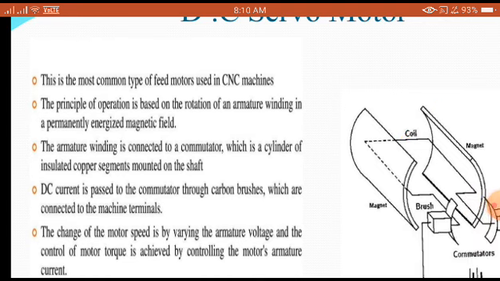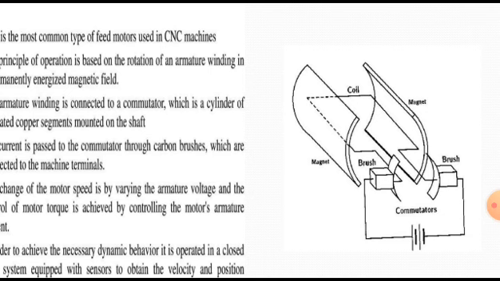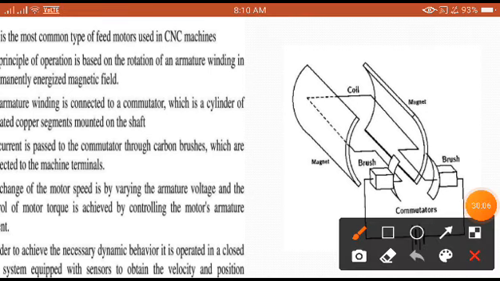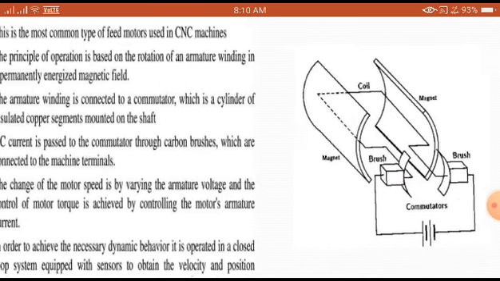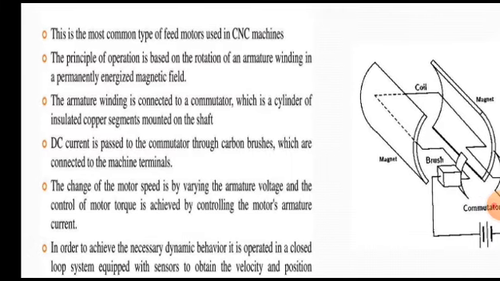The armature winding is connected to a commutator. Observe it carefully. Where is the commutator? You are going to see it very clearly here. The armature winding is connected to a commutator, which is a cylinder of insulated copper segments mounted on the shaft.